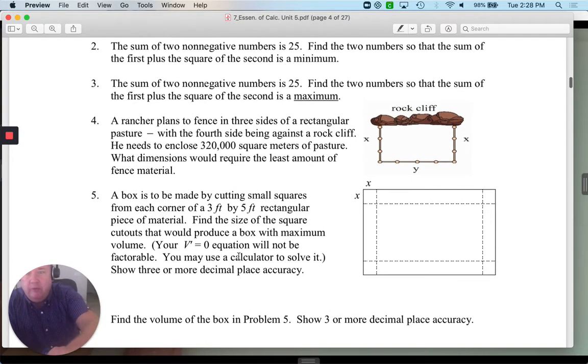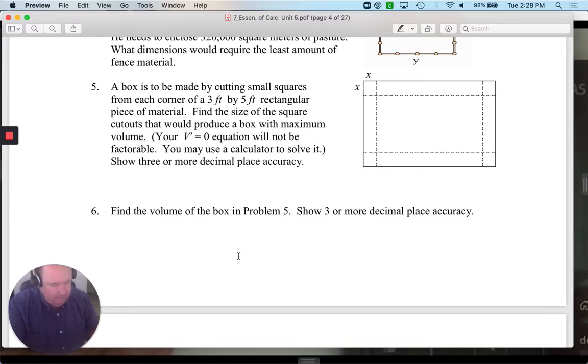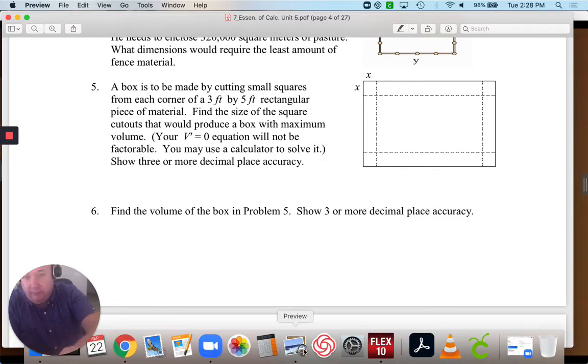Number 6 says find the volume of the box in 5 and show to 3 or more decimals what that would be. So in order to find the volume, you'd have to take that answer. So I'm going to show you how to do that. We have a formula for volume. Do you know how to substitute in properly? I'm going to show you that right now.